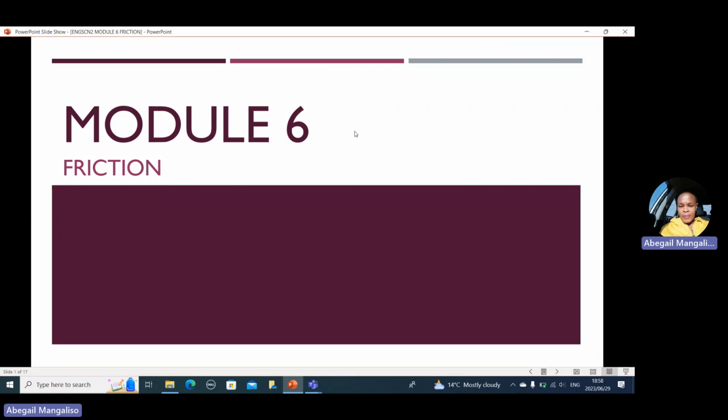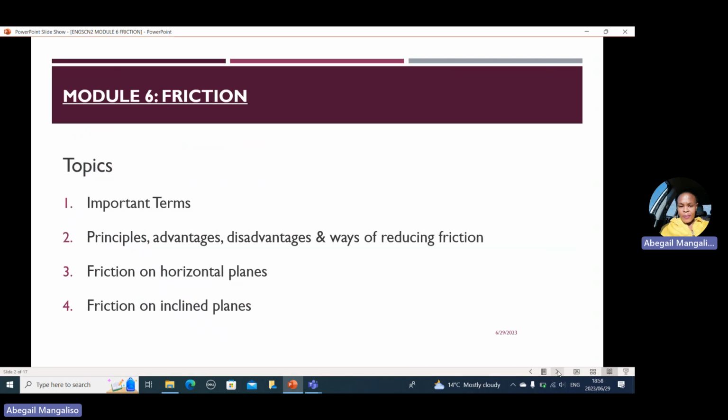Hello guys, in this chapter, I will take you through the theory on friction, module 6 of engineering science N2. This chapter is divided into the following topics. There are important terms, principles, advantages, disadvantages, and ways of reducing friction. Number 3, there are calculations based on horizontal planes. There are calculations based on inclined planes.